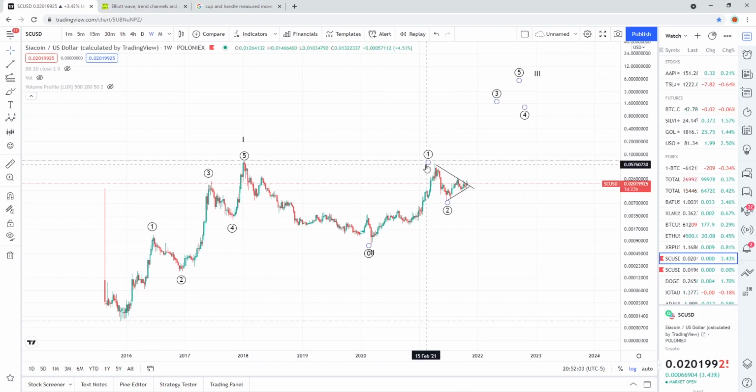I do think that we will start to see this coin start breaking out very soon, and it is going to set primary wave 3.